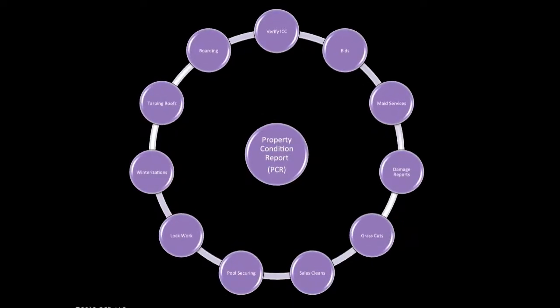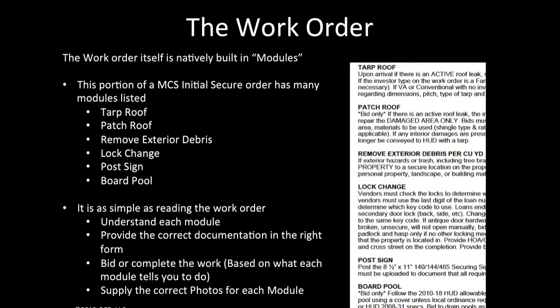If we think of these work orders as modules with the PCR at the center and everything else that we do as a module, we should be able to complete these work orders much easier. The work order itself is natively built in modules. This portion of an MCS initial secure order has many modules listed. We can see them on the right, like tarping a roof, patching a roof, exterior debris, lock changes, posting signs, boarding pools. It becomes as simple as reading the work order.